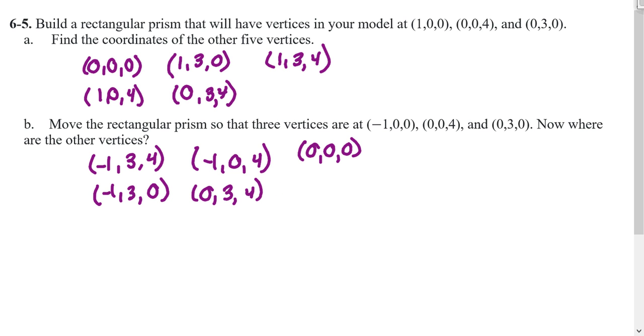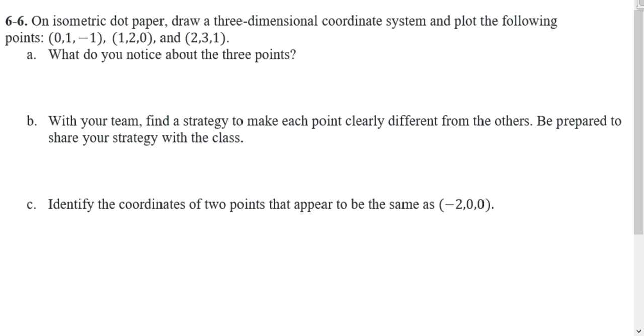So now what we're going to do for the last part of today's lesson is we are going to plot our coordinate points using our isometric dot paper. So isometric dot paper looks like the following. You have to draw the XY axis on just like you have to when it's a coordinate system. So you can decide where you want to put it.